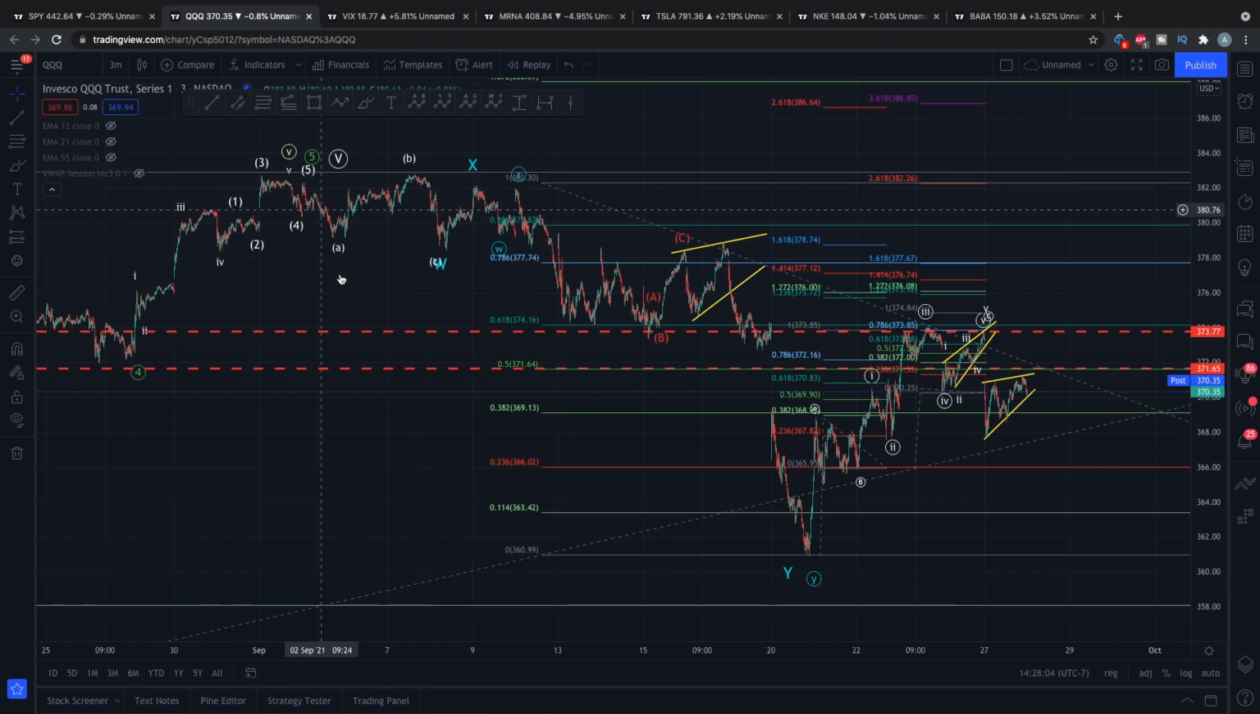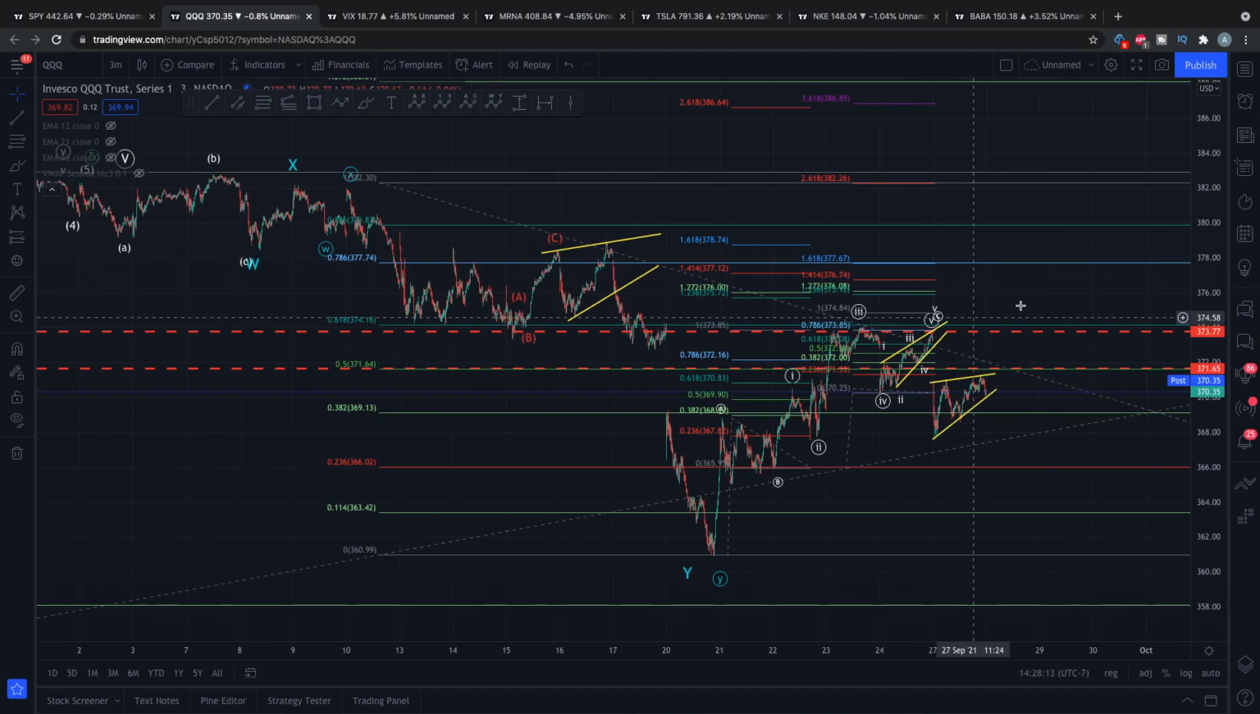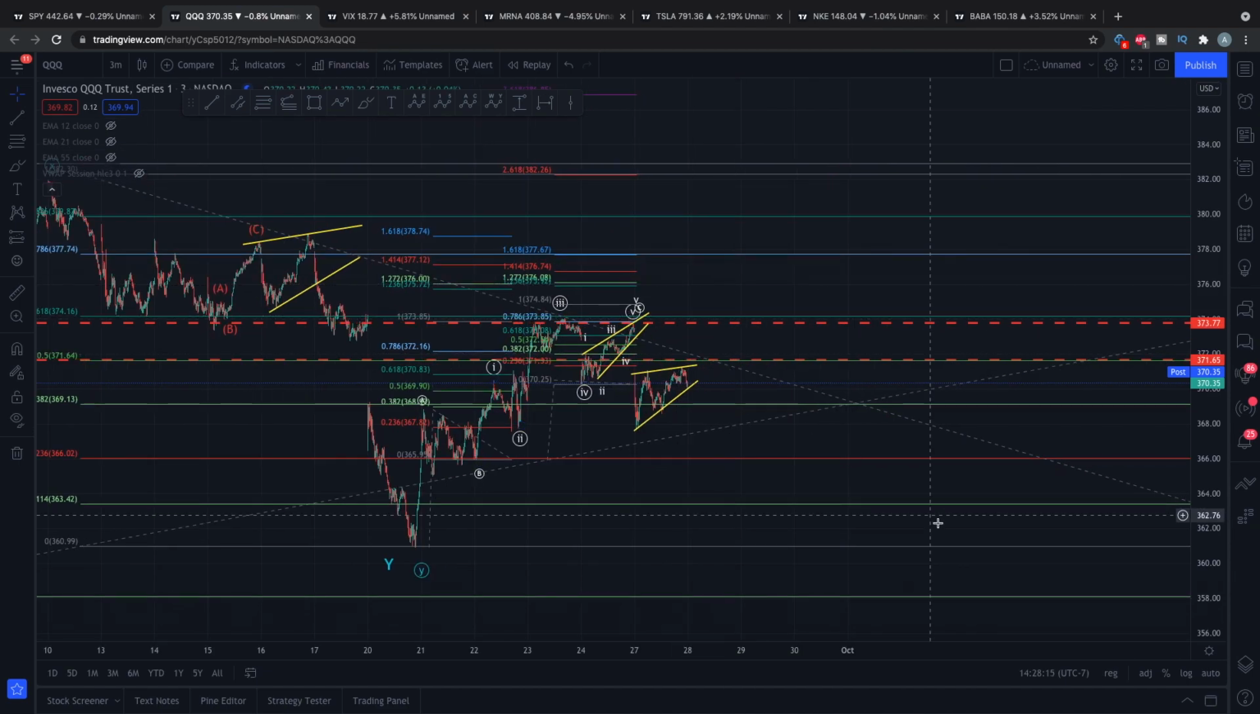So this choppiness means that we have to label it as a WXY, and that just means you have a W leg down here, an X leg up here, and then now we could be working on the start of this Y leg downwards.